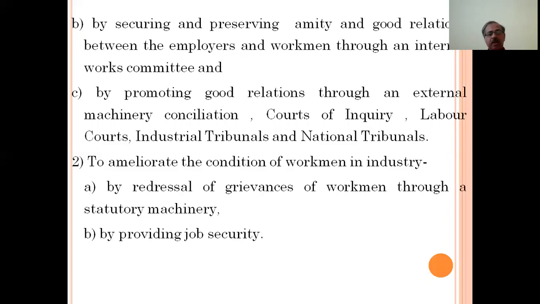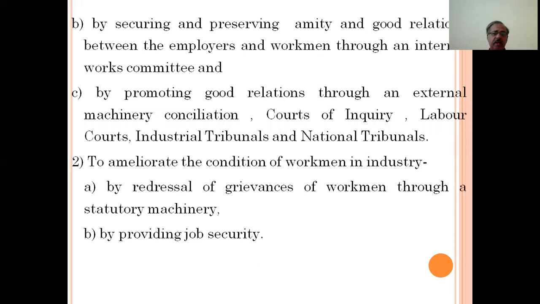Another objective is to ensure and preserve amity and good relationship between employers and workmen through an internal works committee, by promoting good relations through an external missionary conciliation, courts of inquiry, labor courts, industrial tribunals, and national tribunals. A second objective, to ameliorate the conditions of workmen in the industry by redressal of grievances of workmen through a statutory machinery and by providing job security.